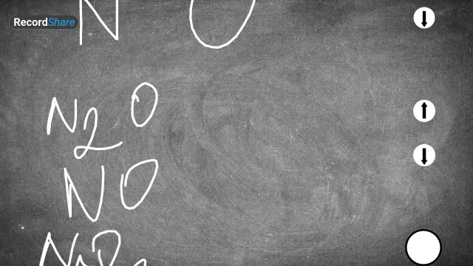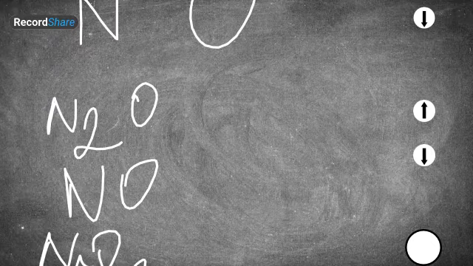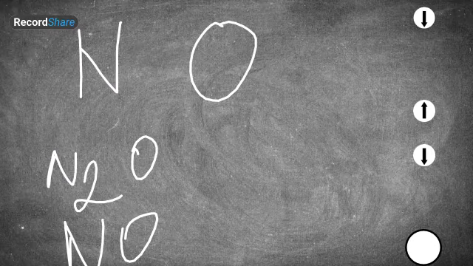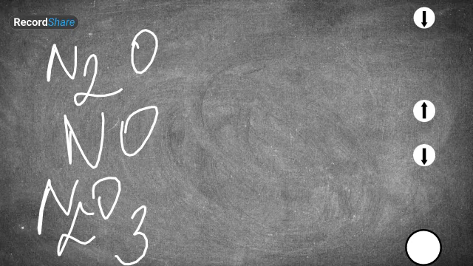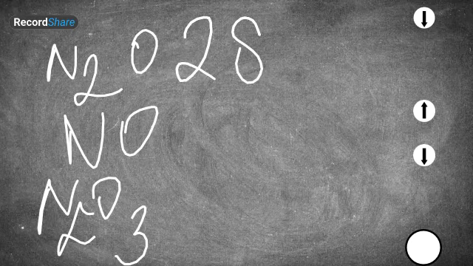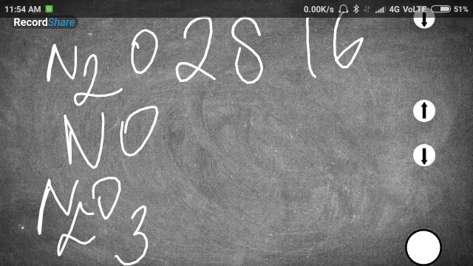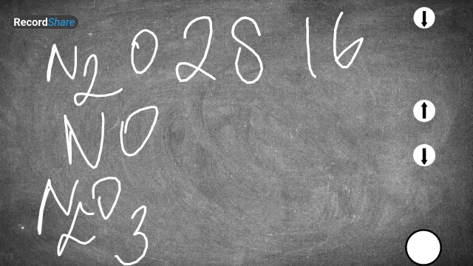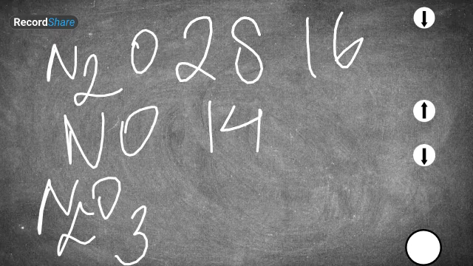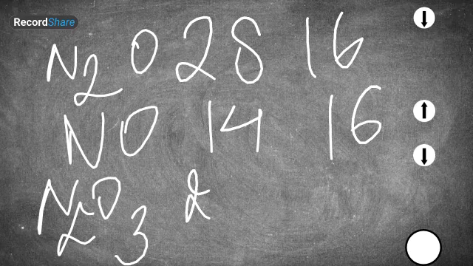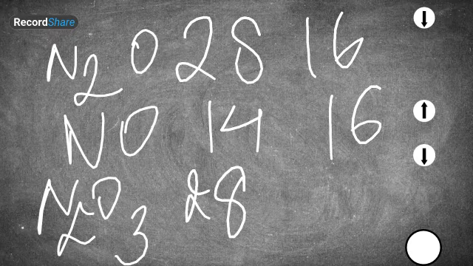In all these compounds, there is a different weight of nitrogen that is combined. For example, in N2, we have a weight of nitrogen 28 and oxygen 16. In the case of NO, we have 14 for nitrogen and 16 for oxygen. In the case of N2O3, we have 28 for nitrogen and 48 for oxygen.